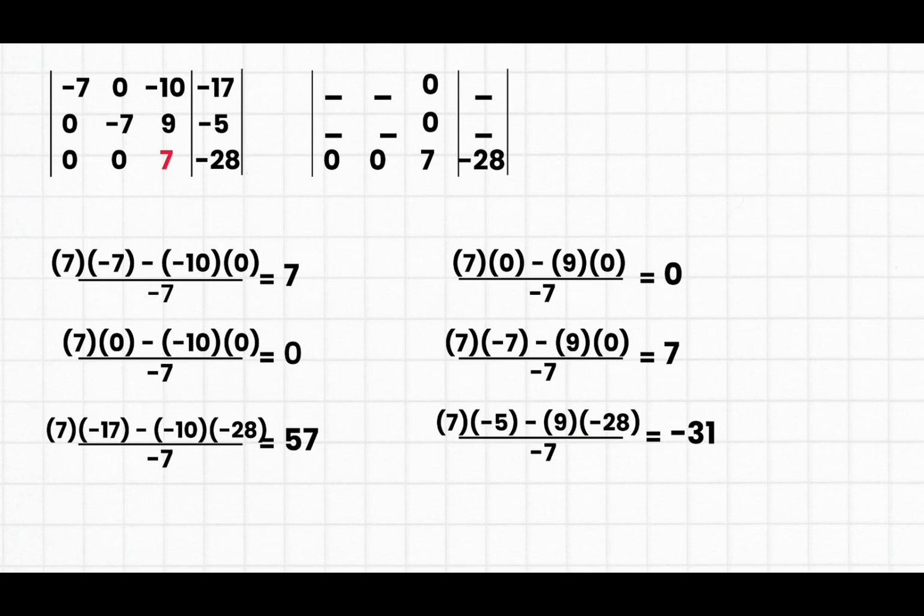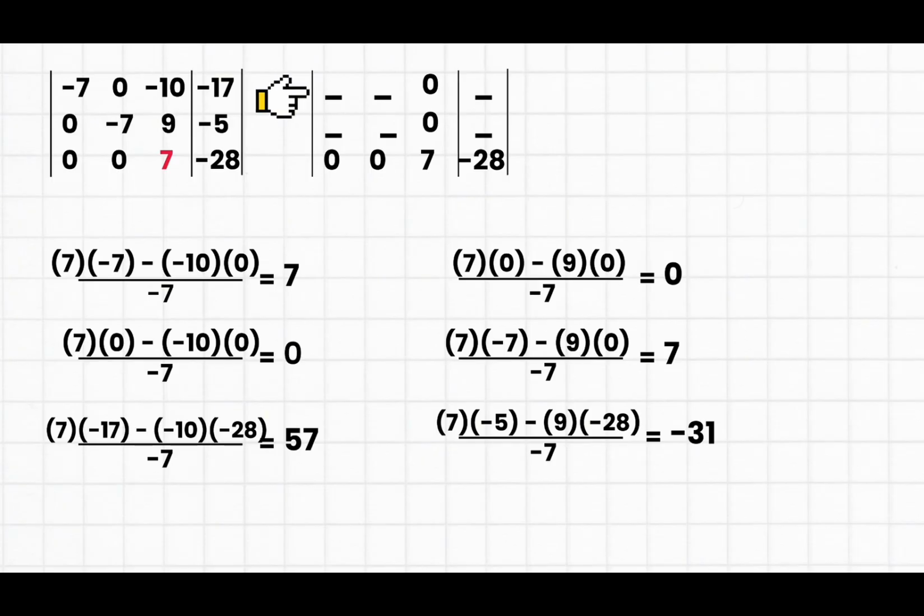We reach the final step. Our current pivot is 7, and we will divide everything by the previous pivot, which was minus 7. We perform the last cross multiplications to zero out the elements above the final pivot. Here we obtain the final values for the results.